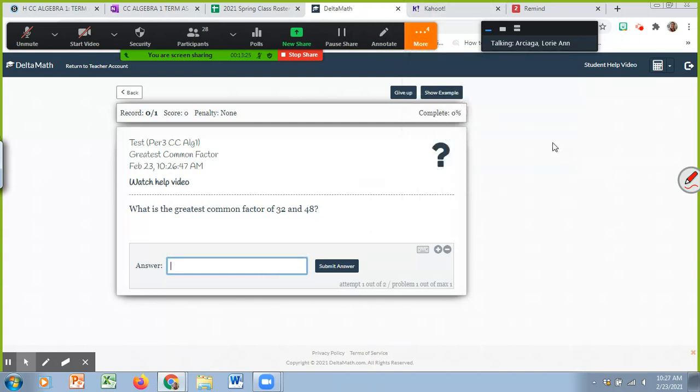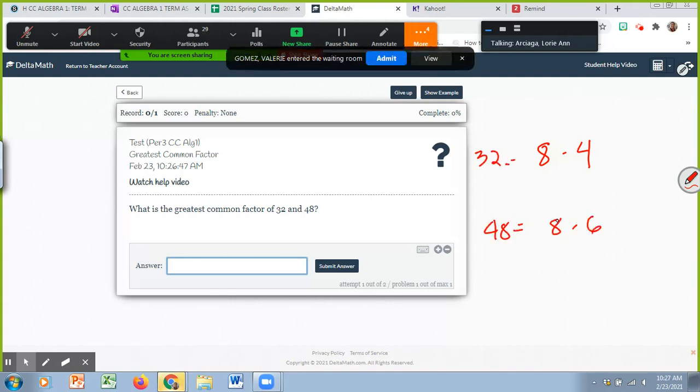So 32 is 8 times 4, and 48 is 8 times 6. But look at these two: 4 and 6 do have a number that can divide both of them, so they are not primes yet. That means there's something bigger than 8 that we can use as an answer.